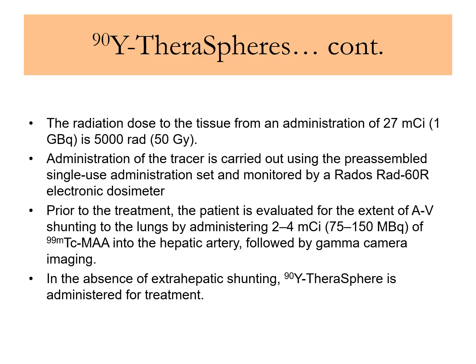So this is some more information about the microsphere. Prior to the treatment, I would like to draw your attention that the patient is evaluated for the extent of AV shunting to the lung. We administer 2 to 4 mCi of technetium MAA into the hepatic artery, then we do the gamma camera imaging. The doctors will calculate how bad the AV shunting to the lung is. In the absence of extrahepatic shunting, then the TheraSphere is going to be administered.